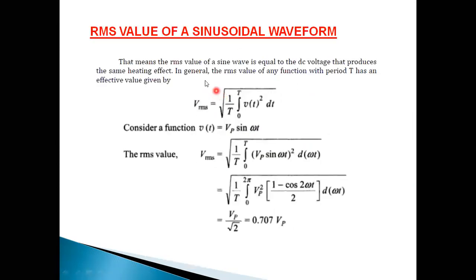The next one, try to calculate the RMS value of a sinusoidal waveform. RMS means root mean square. Same procedure: VRMS is equal to root of the mean of the square of that term. That's it. Remaining everything is common to what we did for average values. Consider a sinusoidal voltage equation V equal to Vp sine omega t. To find the RMS value, square root of 1 by time period, integral 0 to T, Vp sine omega t square d omega t.